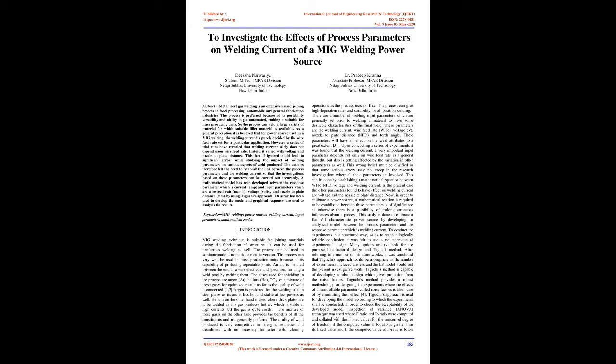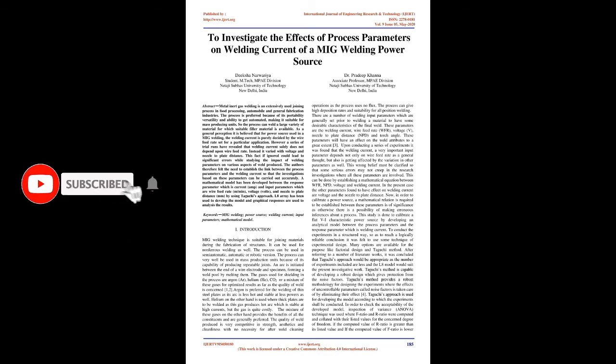This fact, if ignored, could lead to significant errors while studying the impact of welding parameters on various aspects of weld produced. The authors therefore felt the need to establish the link between the process parameters and the welding current so that the investigations based on these parameters can be carried out accurately. A mathematical model has been developed between the response parameter, which is current, amp, and input parameters, which are wire feed rate, m/min, voltage, volts, and nozzle to plate distance, mm, by using Taguchi's approach. L8 array has been used to develop the model, and graphical responses are used to analyze the results. Keywords: MIG welding, power source, welding current, input parameters, mathematical model.